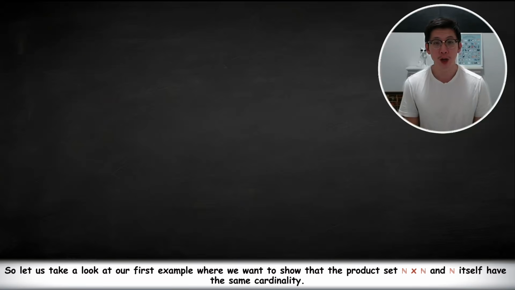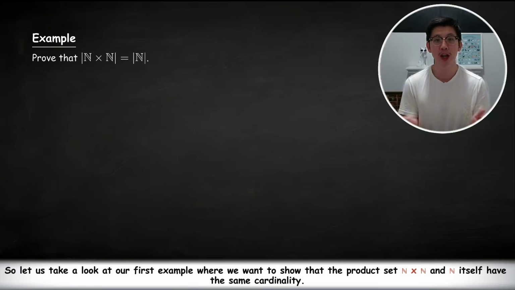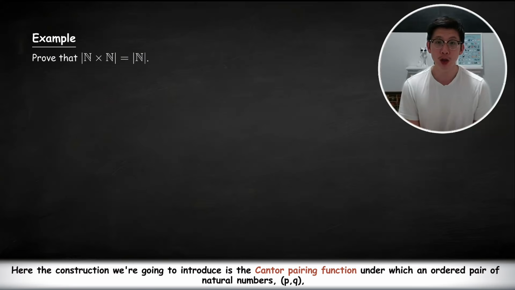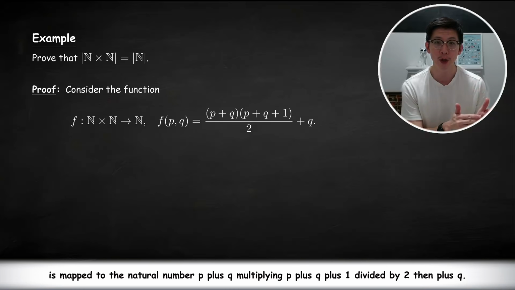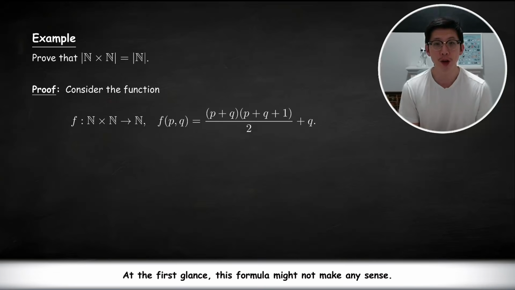So let us take a look at our first example where we want to show that the product set N cross N and N itself have the same cardinality. Here, the construction we're going to introduce is the Cantor pairing function, under which an ordered pair of natural numbers (p, q) is mapped to the natural number (p + q)(p + q + 1)/2, then plus q. At first glance, this formula might not make any sense.